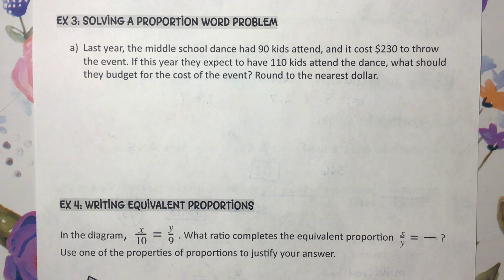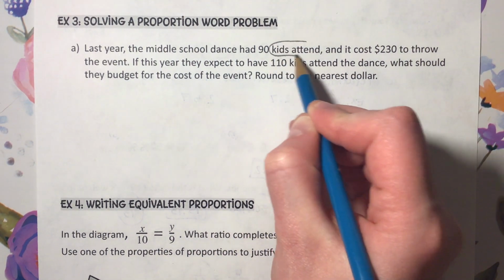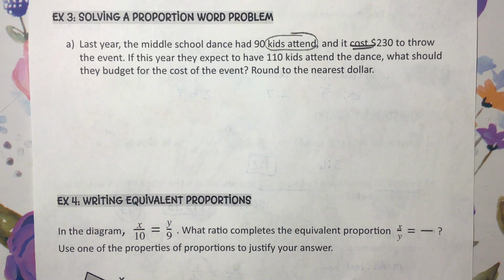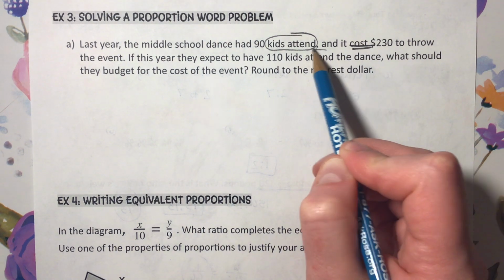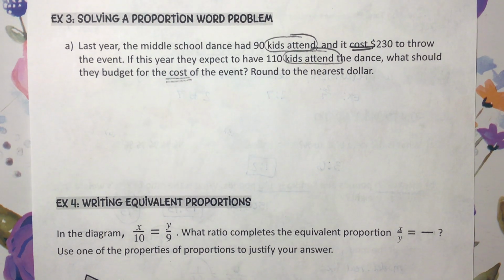Alrighty. We have a proportion. And when you have proportions, you have two quantities that you're comparing to each other. So let's identify what those quantities are. We're comparing how many kids attended to the cost. And then down here, we're comparing again how many kids attended, but now we need to figure out what the new projected cost would be. So those are my comparisons.